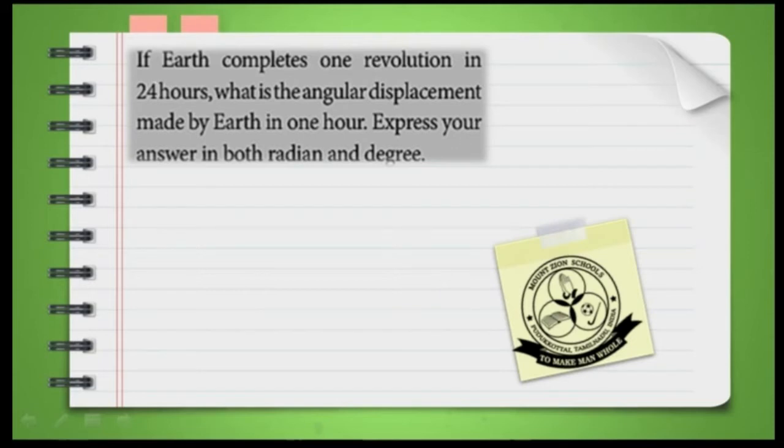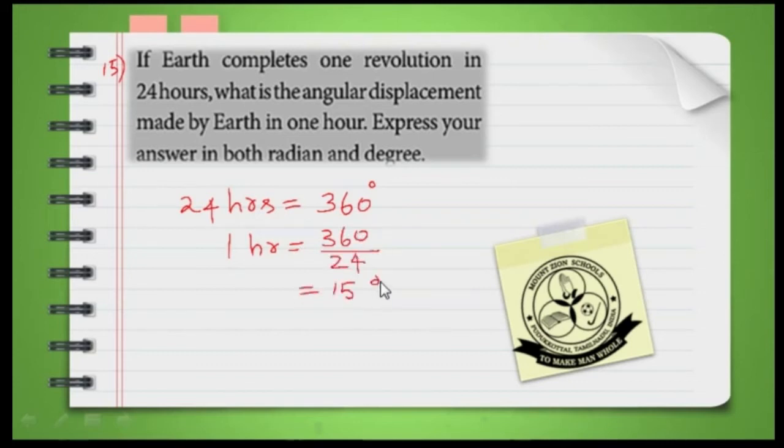This is problem number 15. It is given Earth completes one revolution for 24 hours. So one revolution it is going to be the circle. So 24 hours when it completes a circle, what's the measure of angle in a full rotation? Yes, it is 360 degree. But for 1 hour you are asked. So 360 by 24. Answer is 15 degree.